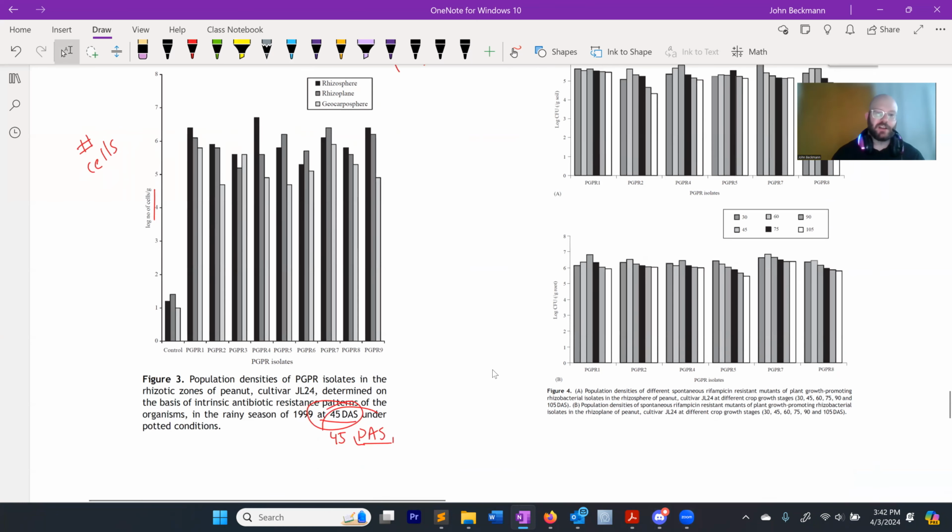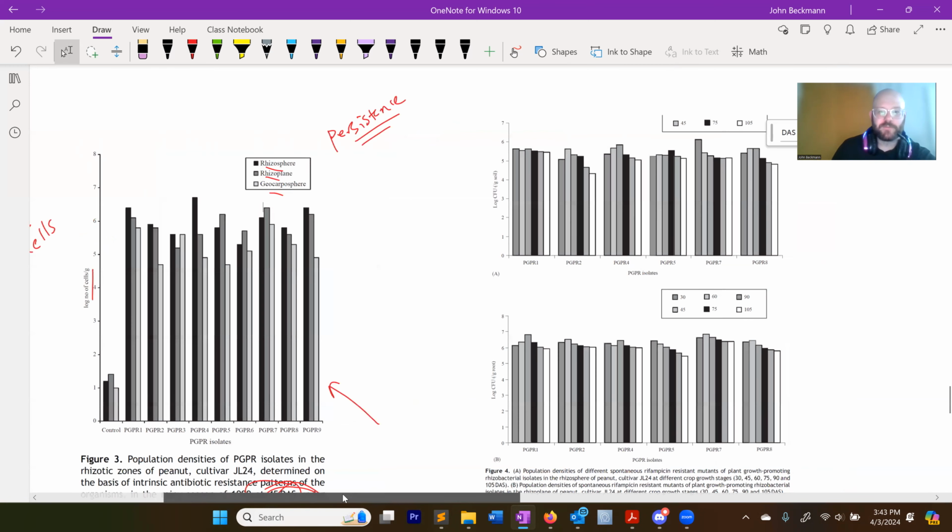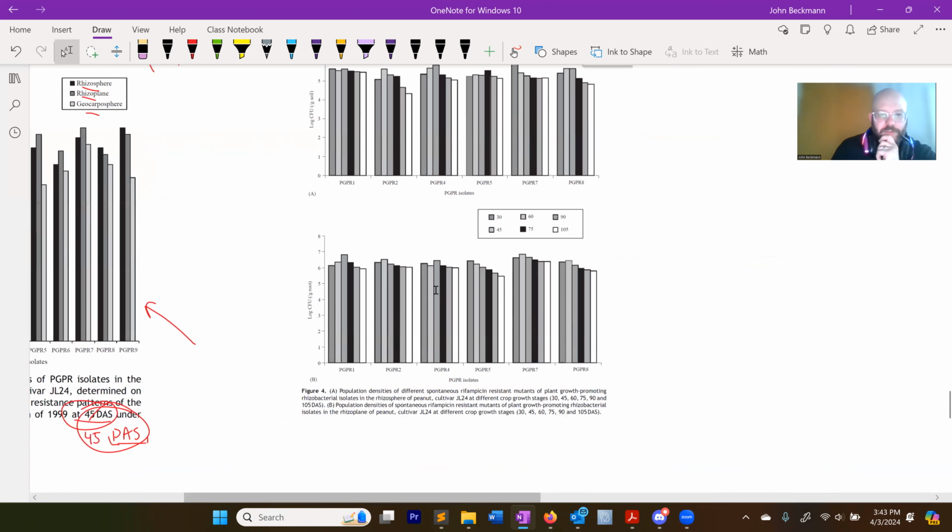And so what they're showing you here is that after 45 days, after the seed treatments, they are still detecting these different bacteria, these PGPRs, in the soil isolates, in different regions. So here, black is rhizosphere, dark gray is rhizoplane, light gray is geocarposphere. People who studied soil physics probably understand more precisely what those terms are, but they are different regions of the rhizosphere. So they're detecting the bacteria and it's persistent. They do a similar thing here in figure 4.